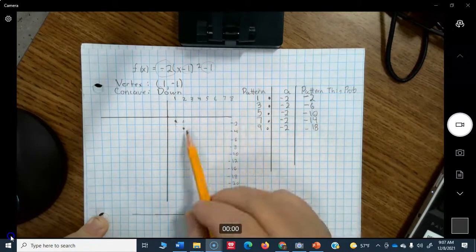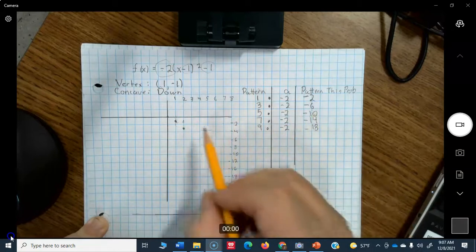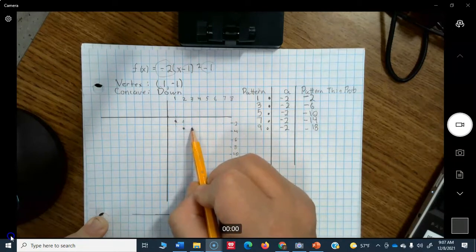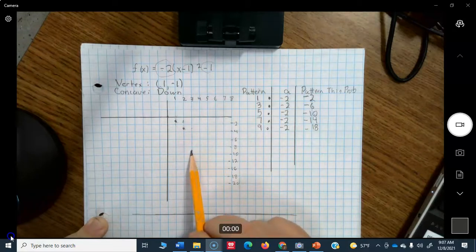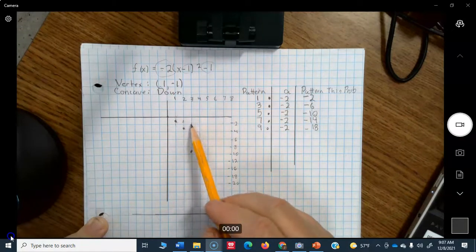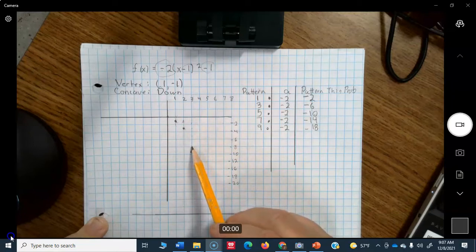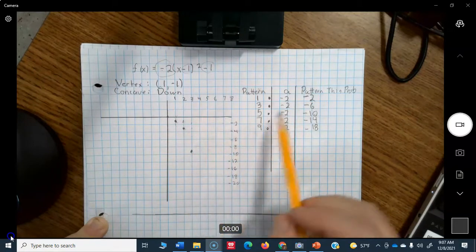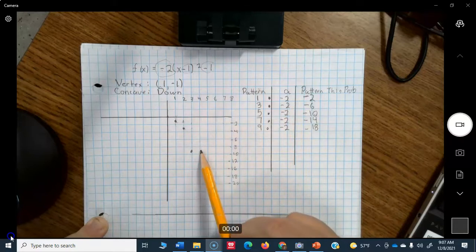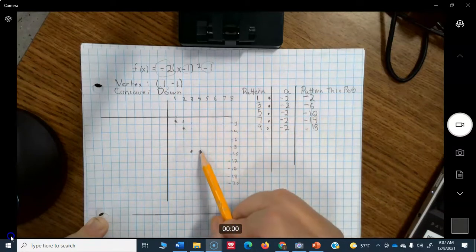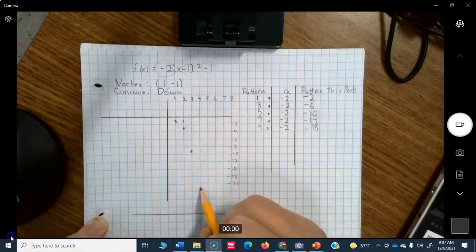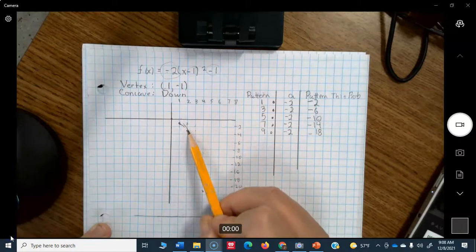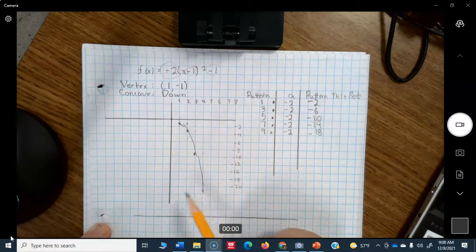Okay, now we're going to go over 1, and we're going to go down 6. So over 1, and that's 2, 4, 6 right there. All right, so now that puts us there. So where is it? That's 2, 4, 6, 8, 9. We're right there at 9. Okay, now we're going to go over 1 more, and we're going to go down 10 more here. So it's 2, 4, 6, 8, 10 right there. Curve down like this and like that.